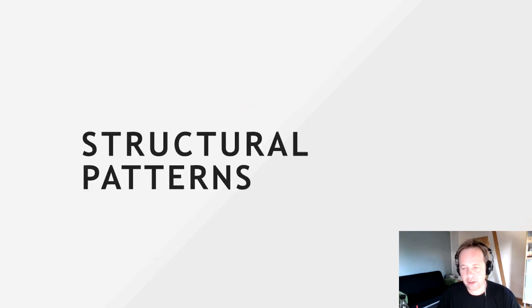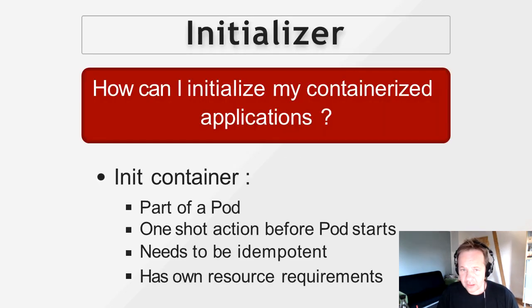Now let's move on to the next category of patterns, which is about the structural patterns. Let's have the first one, and this is all about the problem of how you can initialize your applications, actually. And therefore, there's a so-called init container or initializer. This init container is also part of a pod, which means it's also a container you declare again in your pod manifest. And this is a one-shot action which happens before your pod starts. So it's a container which also finishes after a certain time. And only when it has finished, then the real application containers are started.